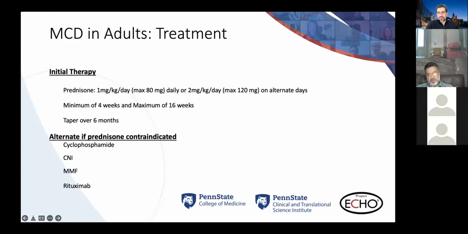So now all the international guidelines would recommend treating these children with 2 milligrams per kilogram per day for the first 4 weeks, and then 1.5 milligram per kilogram every other day for the next 4 to 6 weeks, or 4 to 8 weeks. So total 8 to 12 weeks is the duration of therapy. And the maximum dose is not above 60 milligrams.